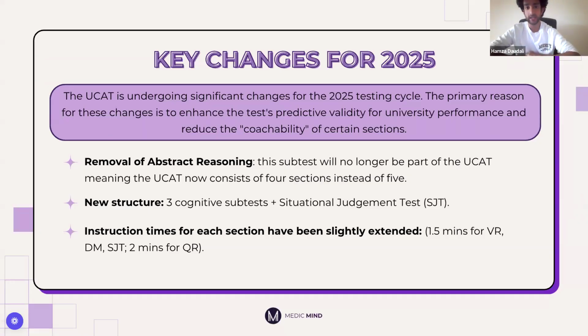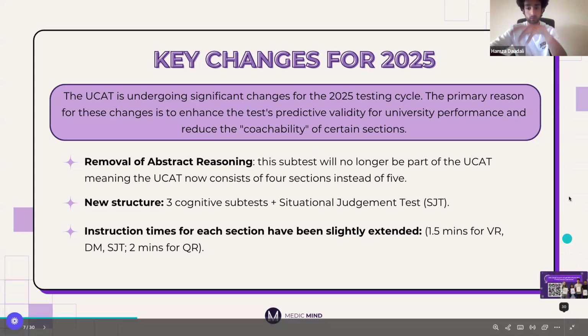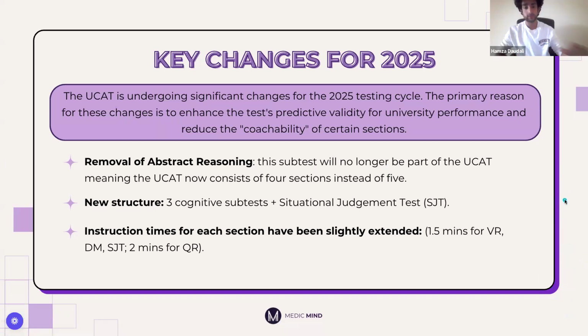So the key big changes: the UCAT has undergone a huge transformation over the last year. Last year there used to be 4 major sections, or 4 cognitive subtests. They used to be verbal reasoning, decision making, quantitative reasoning, but also a section called abstract reasoning, which you might still see in some of the older resources that you might be using. That final section, abstract reasoning, which assessed shapes and pattern recognition in shapes, has been removed.